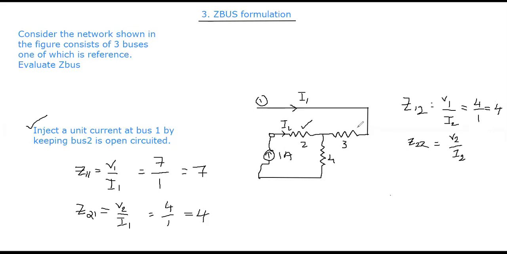So how can we obtain 4 here? Even though port 1 is open circuited, the current I1 is equal to 0 here. Do you remember that? Please make a clear cut analysis, then only you will be able to understand.